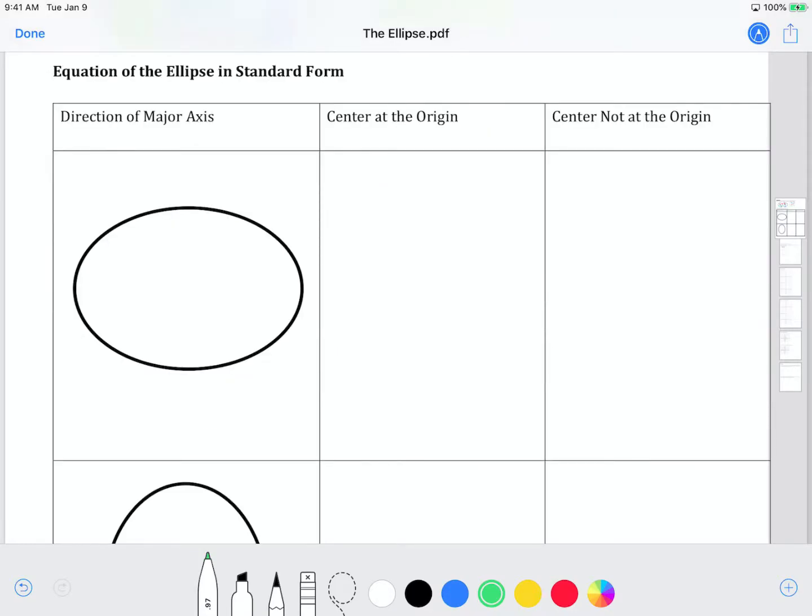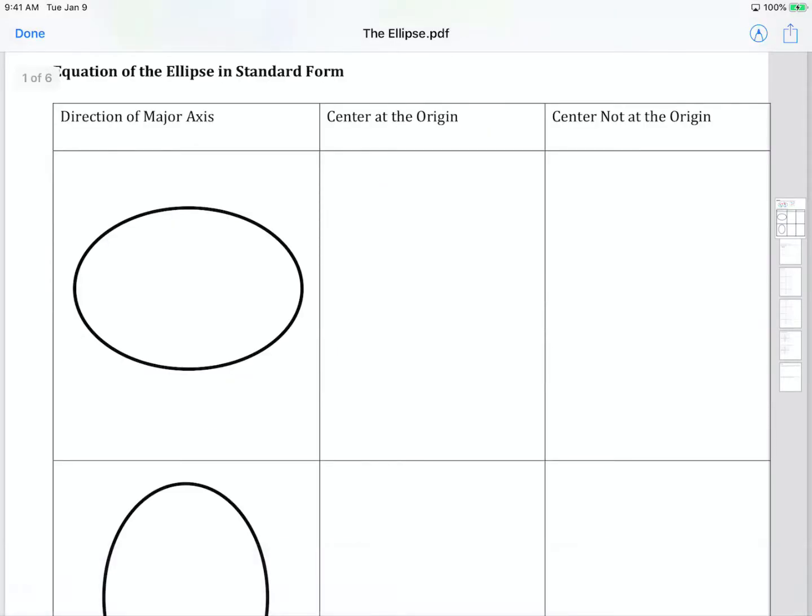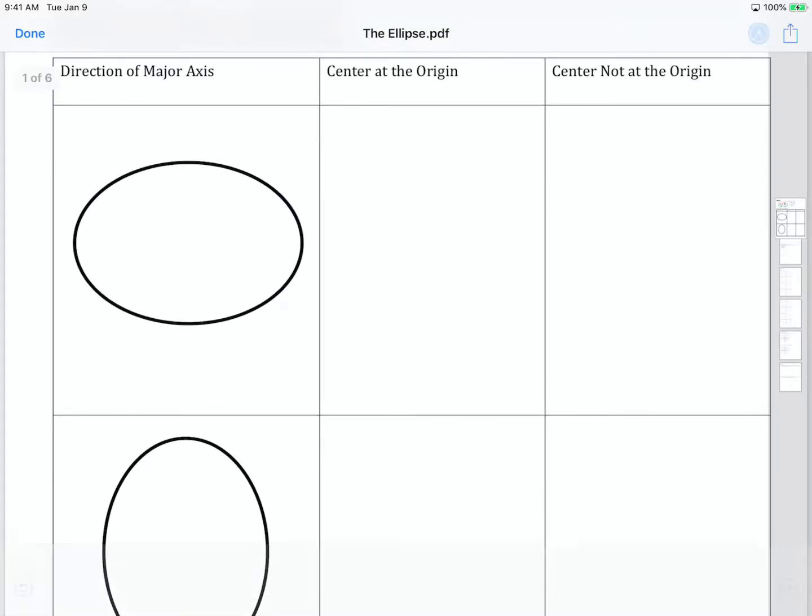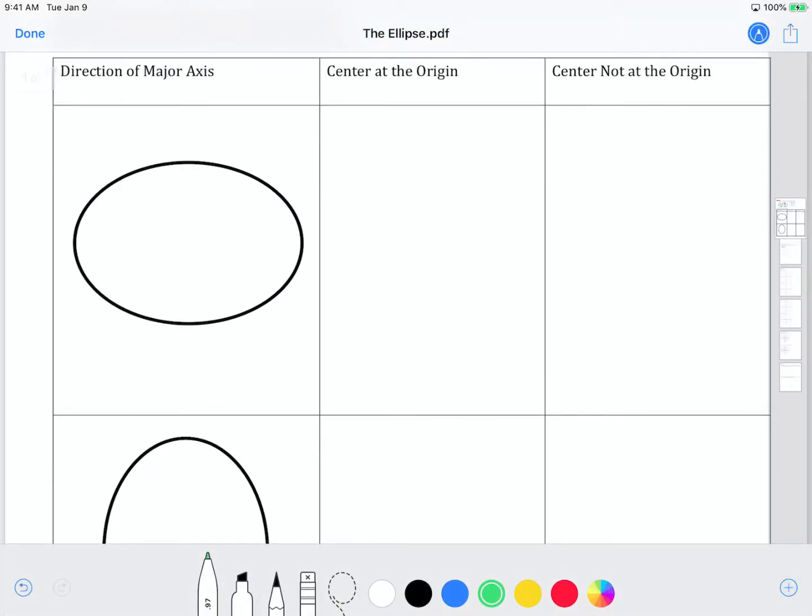Now the ellipse can be facing two different ways. We have what's called a major axis. And the major axis is the axis from one end to the other that is the longer of the two axes. So in red, that would be the major axis because that's the longer of the two. The minor axis is going to be the shorter of the two when it goes from one end to the other.